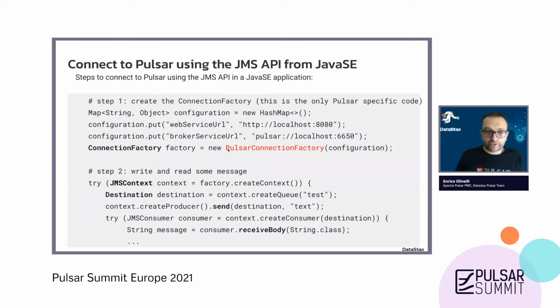Let's see how it works. If you want to connect to Pulsar using JMS, you just have to create a Pulsar connection factory. And then you have the connection factory. This is the standard JMS API. You can create the JMS context, create a reference to a queue. This is not creating the queue, it's creating an object reference to a queue. Then you use the producer, you send the message, and you can consume the message using the standard API.